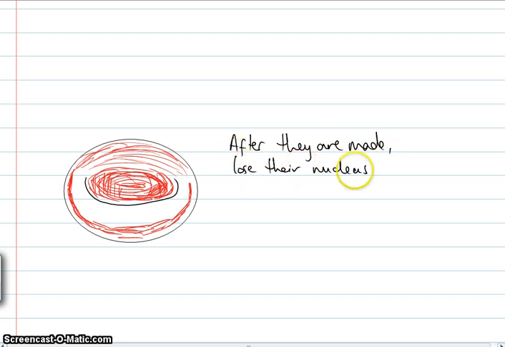However, red blood cells will actually, pretty soon after they are made, lose their nucleus. Now this is one of the reasons why a red blood cell will only last for 2 to 3 weeks.